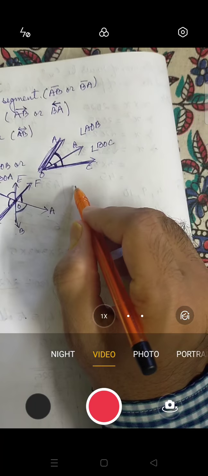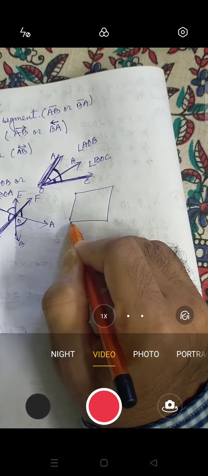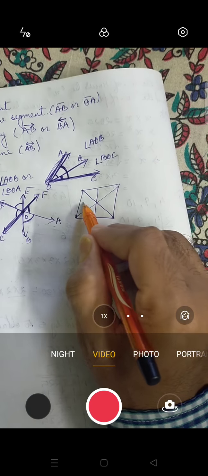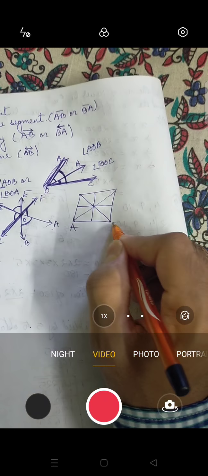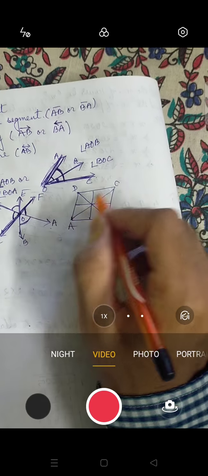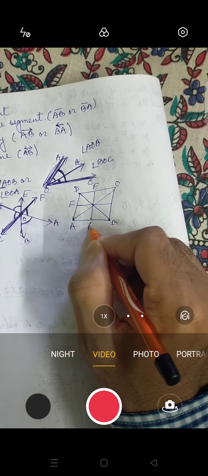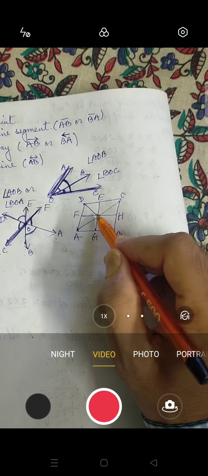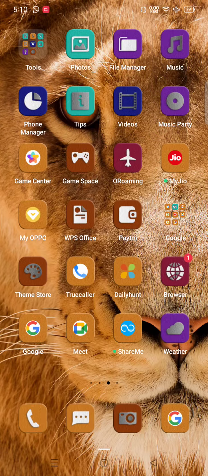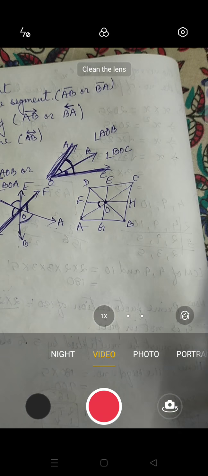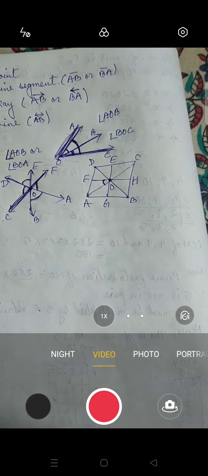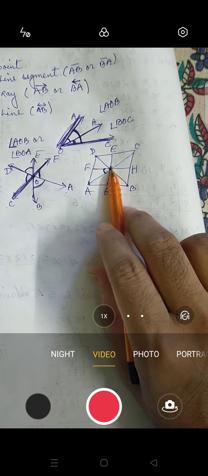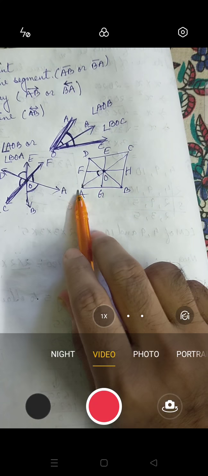Now suppose we have a quadrilateral, any quadrilateral, a special quadrilateral like this. Now let it be A, B, C, D, E, F, G, H, and this is O. Now suppose I want to know the name of this angle. What is the name of this angle? Very simple. We can easily say that the name of this angle is angle AOF, or you can say angle FOA. Both are correct.